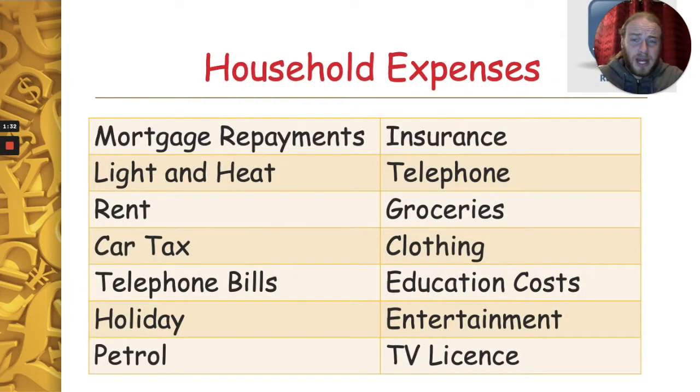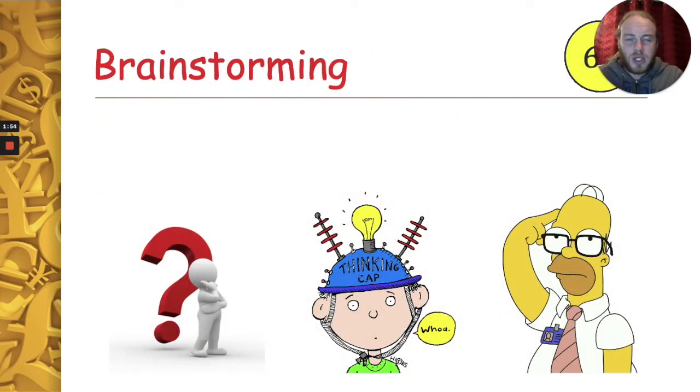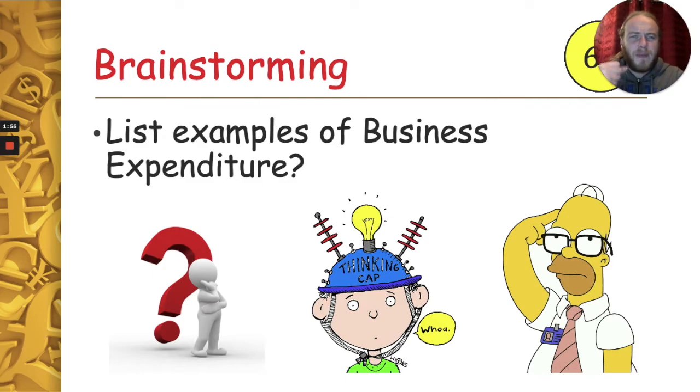So, on the next slide here, as you can see, these are some different examples of expenses, or things that we spend our money on within the household. So paying back your mortgage, light and heat, rent, car tax, telephone bills, holiday, petrol, insurance, groceries, clothing, education costs, entertainment, and your TV license. These are all things that we did with the household budget and the household expenditure chapter back in first year. But now what I want you to do is think about it from a business point of view.